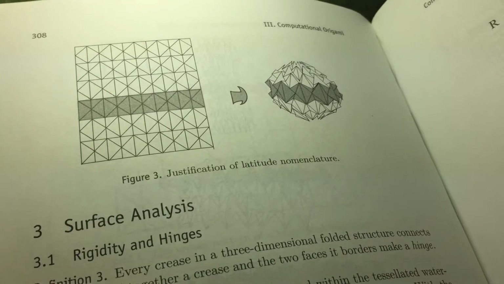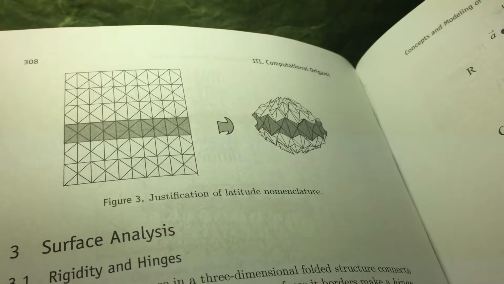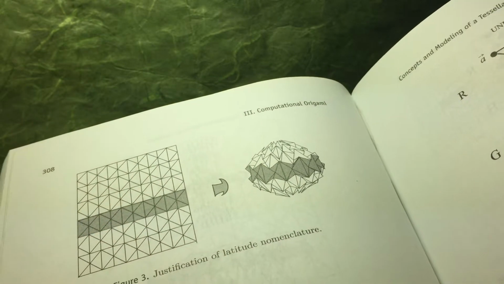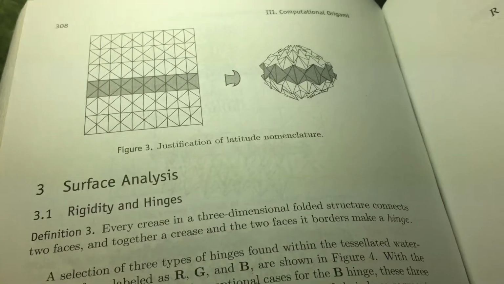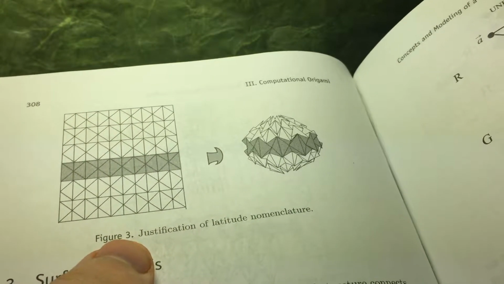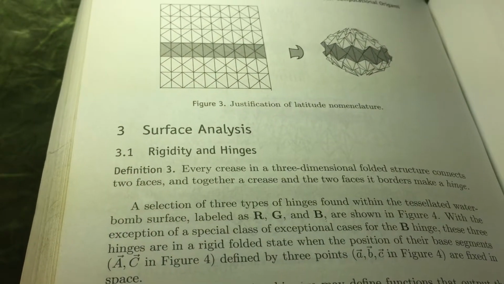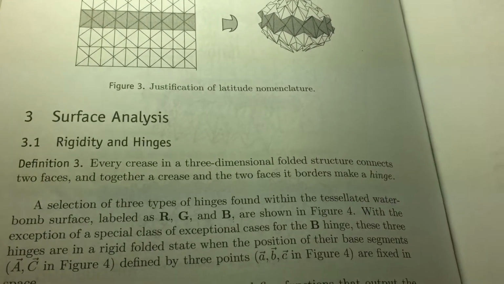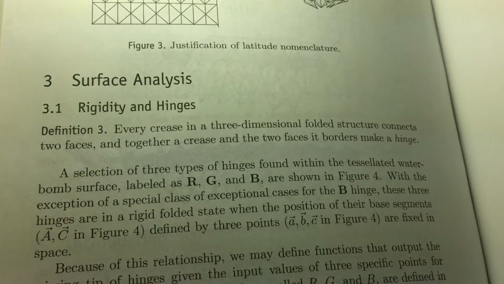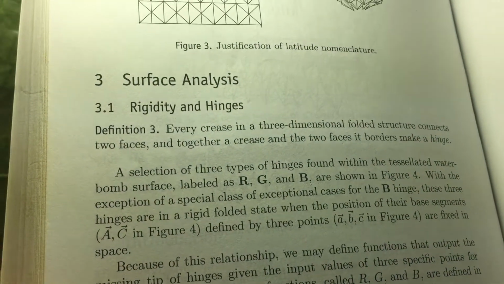Here's another picture which shows the unfolded page and then the folded page, and it invokes some justification. Surface analysis. Every crease in a three-dimensional folded structure contains two faces, and together a crease and the two faces it borders make a hinge.